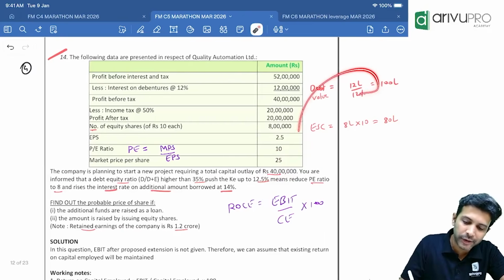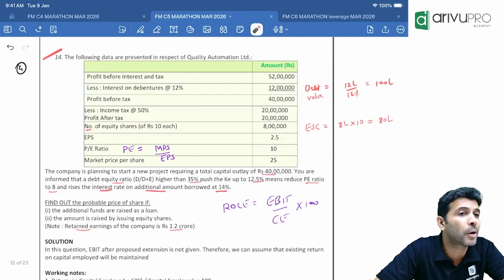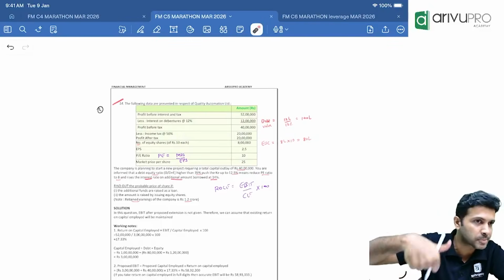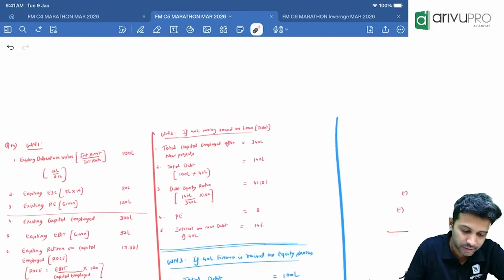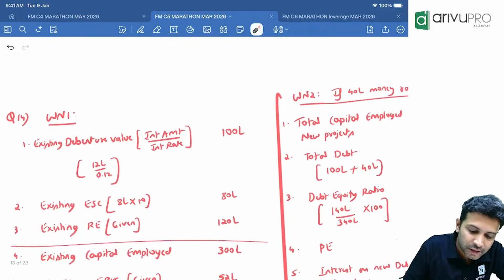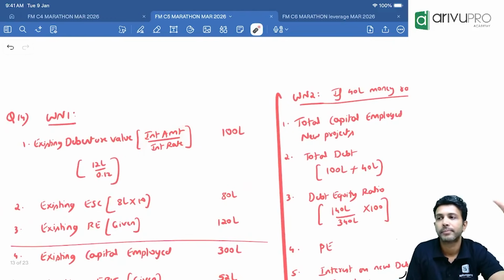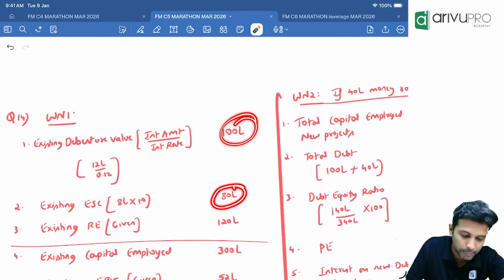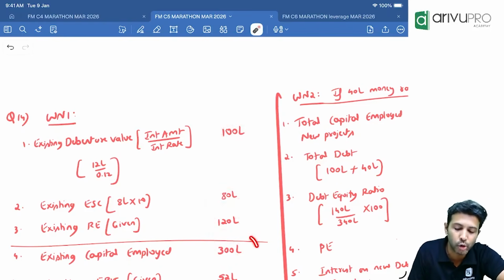For that, first we need to find out all the components of the capital employed breakup. That's what I've done here. You got the thing, one hidden adjustment of this question. See here, that's what I've written. The existing debenture value they had not given. How did we find that? Interest amount divided by interest rate. We got that. And equity share capital they had given, retained earnings they have given.